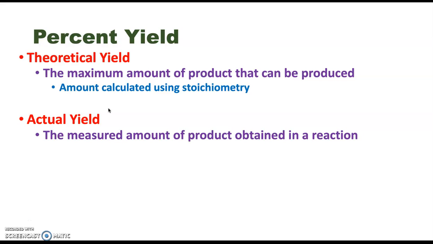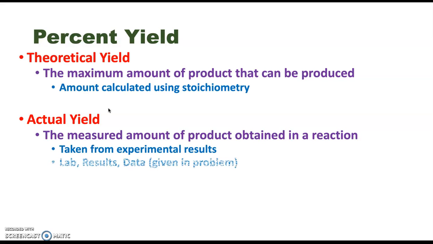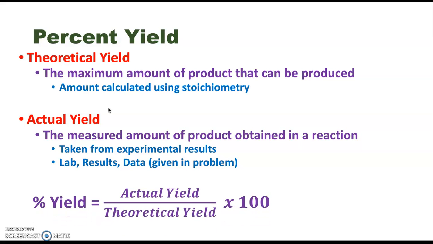Now the actual yield is if you actually go into lab, run the experiment, start with the amount you expected, how much product actually comes out. This is taken from experimental results or lab results, or it'll be given. If it's given in a problem, it'll say, okay, this is how much actually came out. Now the equation for this is actual yield divided by theoretical yield times 100 gives you percent yield.